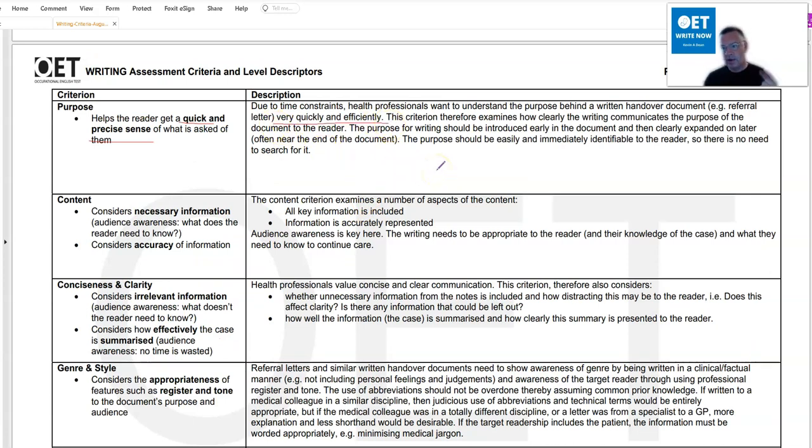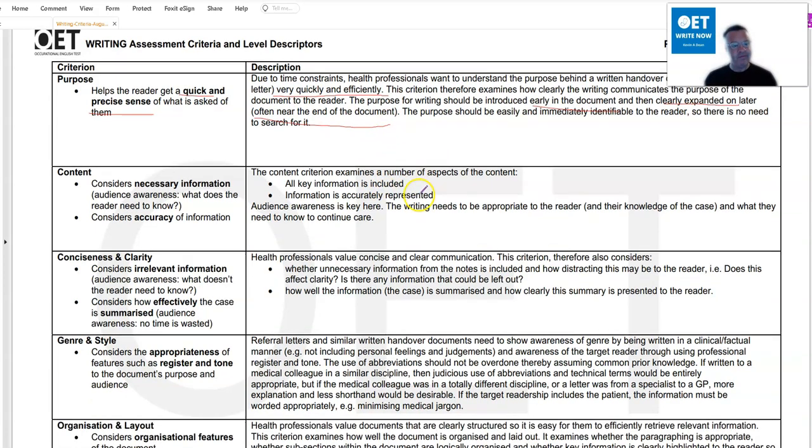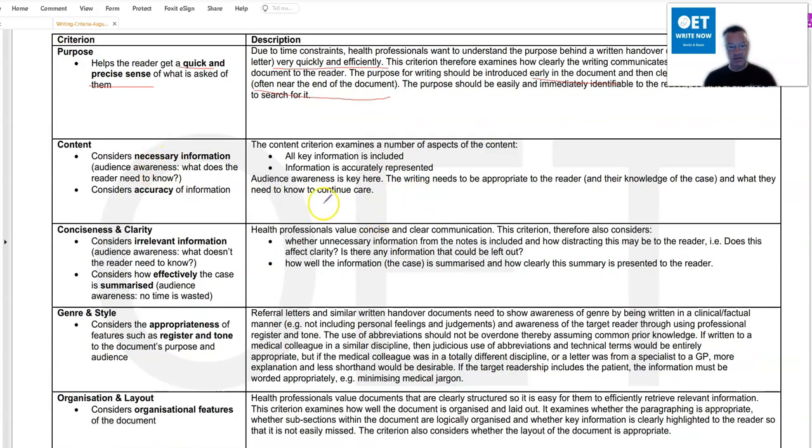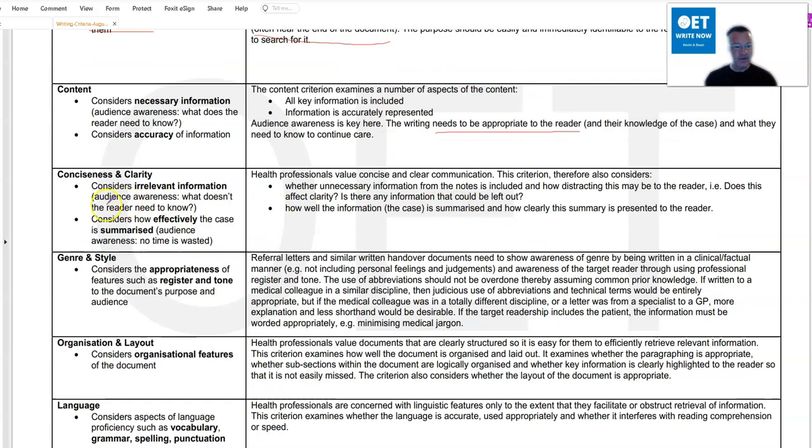Dear Dr. Kev, assess my patient urgently, please. Can you do this and that? So you introduce that early, then clearly expand on it, usually at the end before the closing: in view of the above, I would appreciate your help. Content and audience awareness we'll come to in a second. Irrelevant: what doesn't the reader need? We'll come to that also.